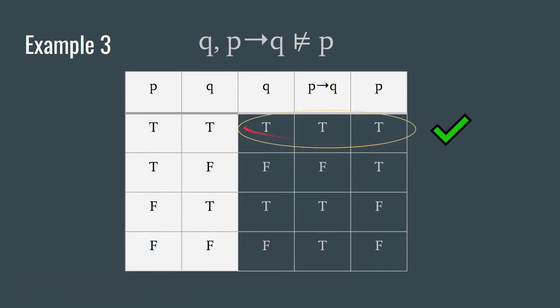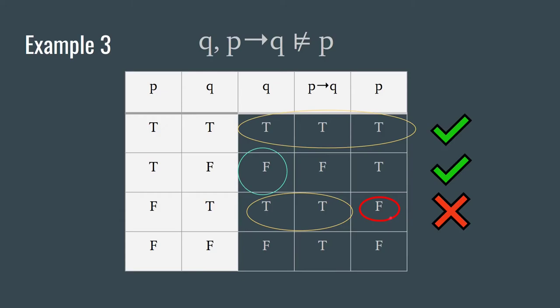Here we've got all true premises, so we need to check the conclusion. It's true, we're good to go. Here we've got a false premise, so it doesn't matter what the conclusion is. Here we've got true premises. We need to check the conclusion, and we've got a problem. This is not a valid argument. It's got a row in the truth table where there are true premises and a false conclusion.